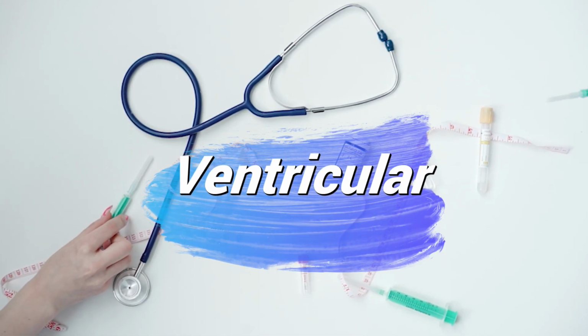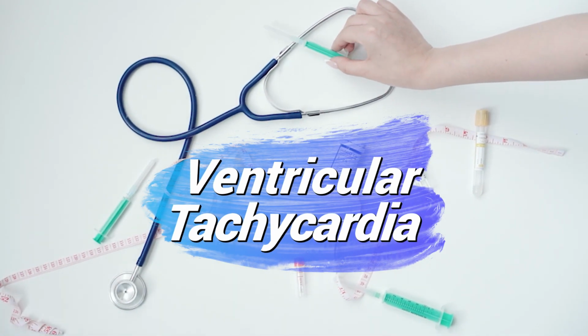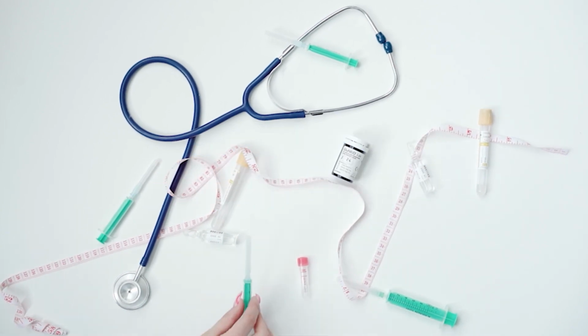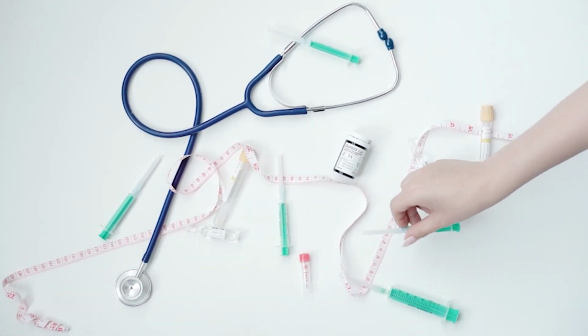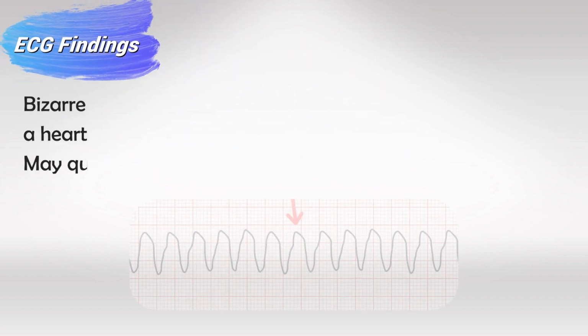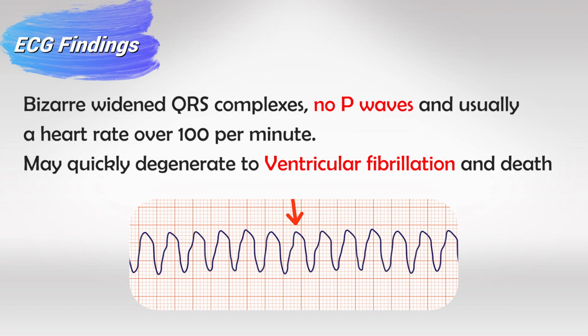Welcome back. In this video, I'll teach you everything that you need to know about ventricular tachycardia. It's a very common and important topic. It occurs when the ventricles contract very rapidly and in quick succession. This usually gives a heartbeat of more than 100 beats per minute.